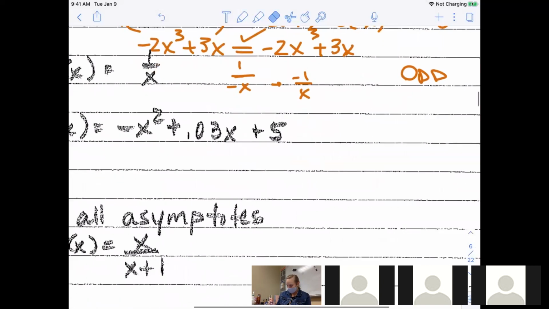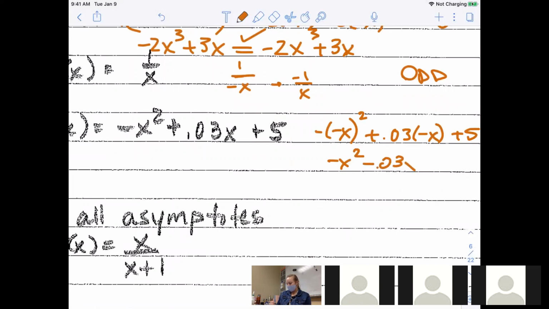Let's do one last one. Let's see what goes on here. So I've got -x squared, so I'm going to do negative times -x squared plus 0.03 times -x plus 5. Okay, -x squared is going to be +x squared, but times a negative will be still -x squared. 0.03 times -x will be -0.03x, and then the 5 doesn't change.